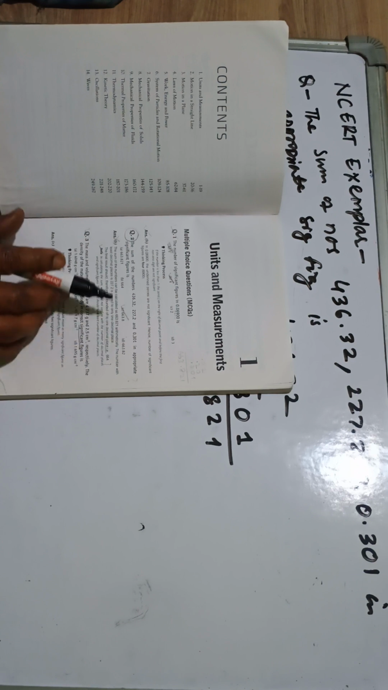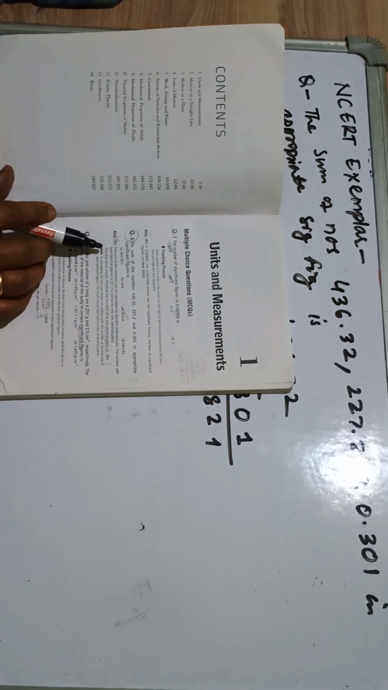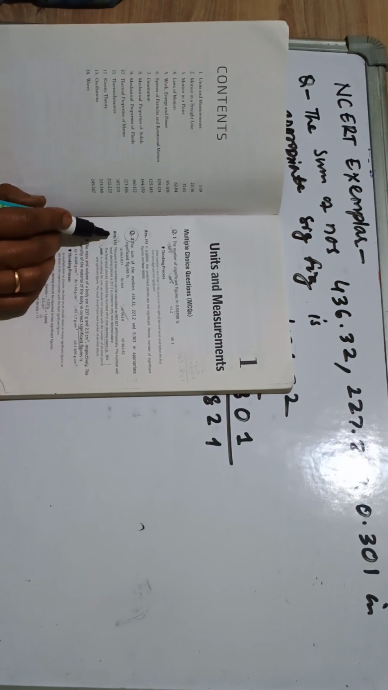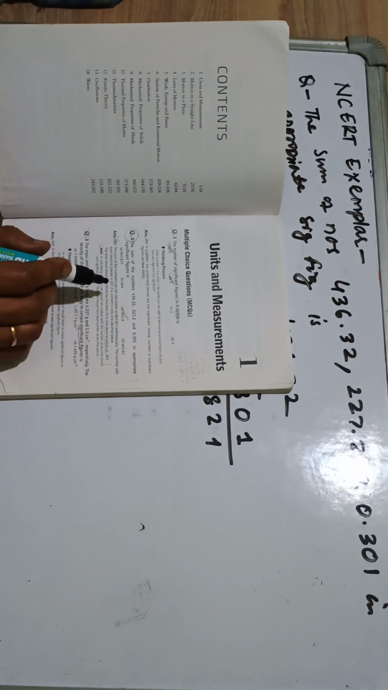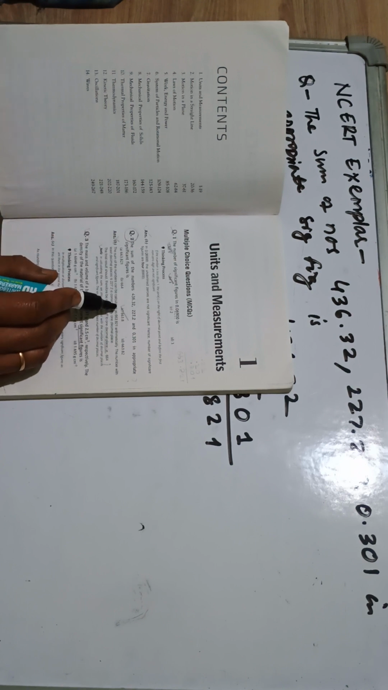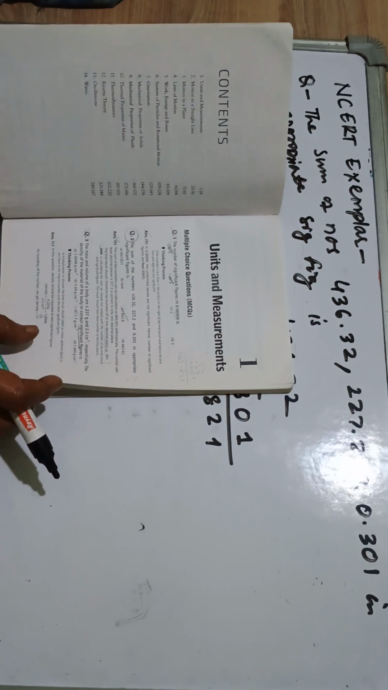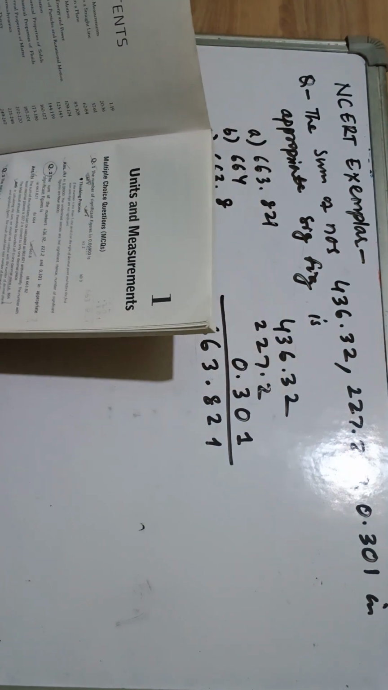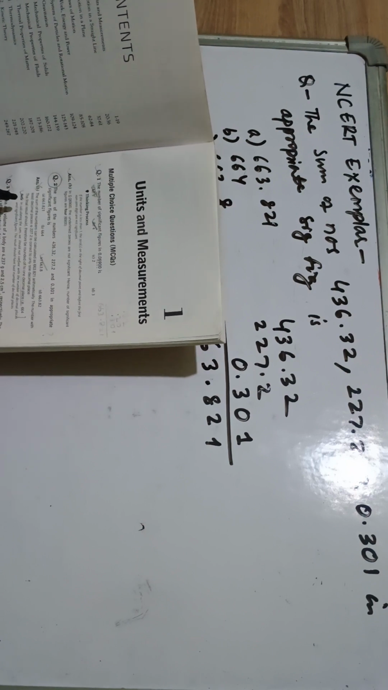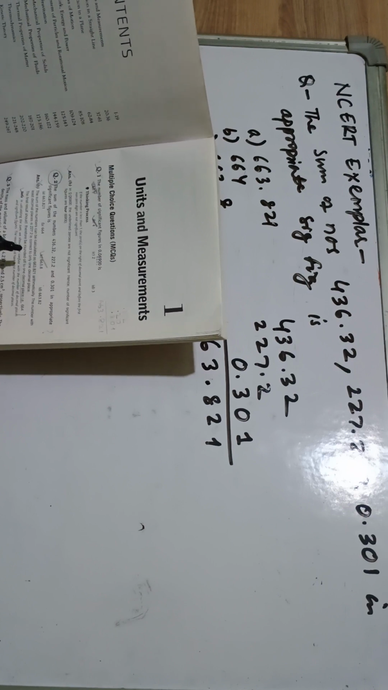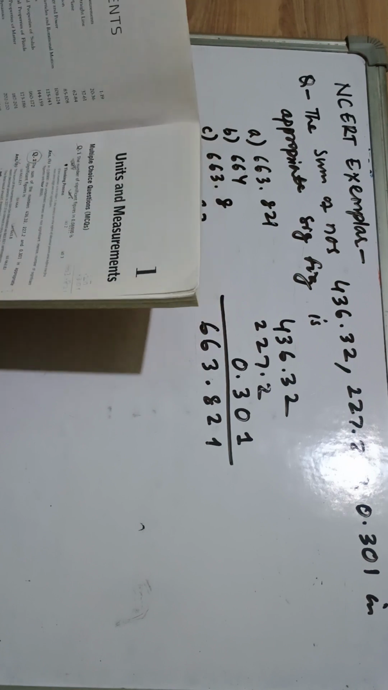In this book the answer is given as 664, option B, whereas the answer should be C, 663.8. You can try yourself using the steps and rules given. You will come to know that yes, the answer in this book is not correct. The answer which we find will be the correct one.